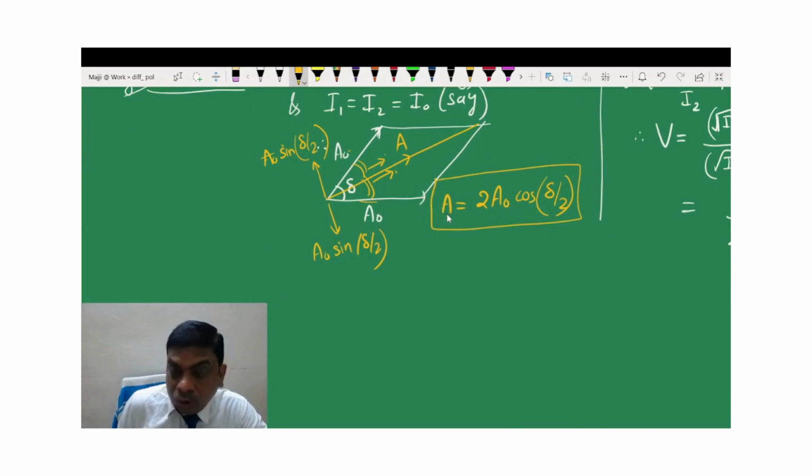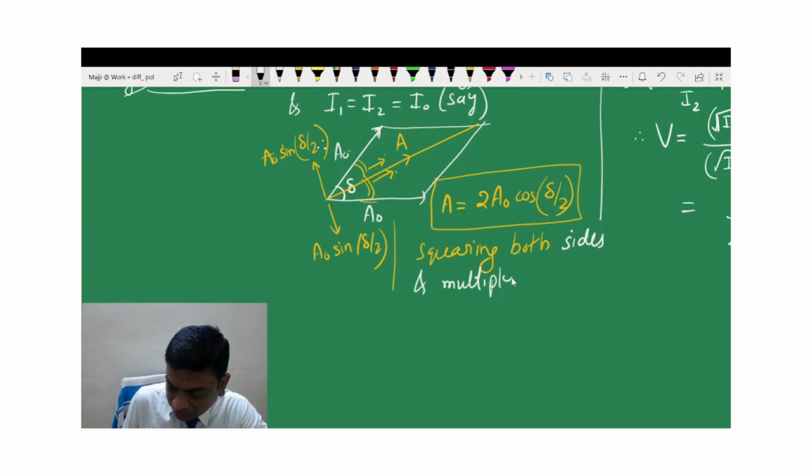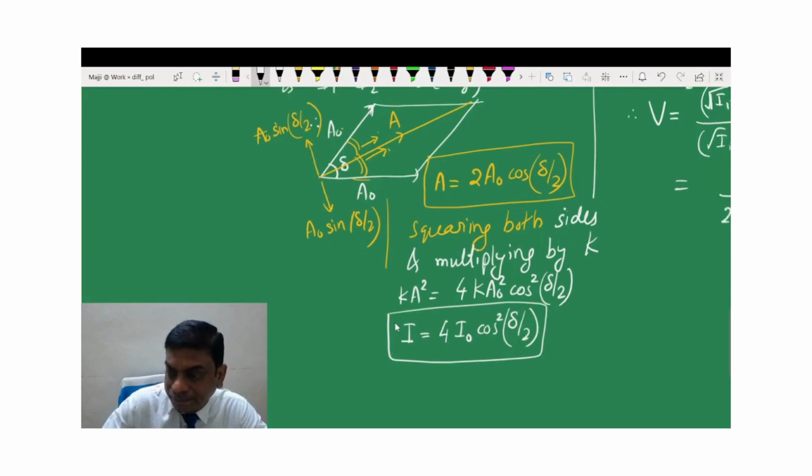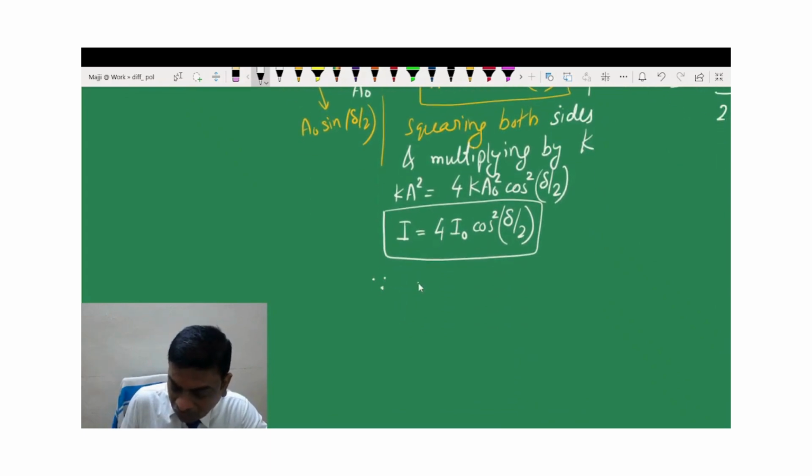Now, squaring both sides and multiplying by k, we get k a square will be 4 times k a naught square into cos square delta by 2. In other words, the resultant intensity is 4 times the intensity due to each slit multiplied by cos square delta by 2. Now, we have a simple formula, students.